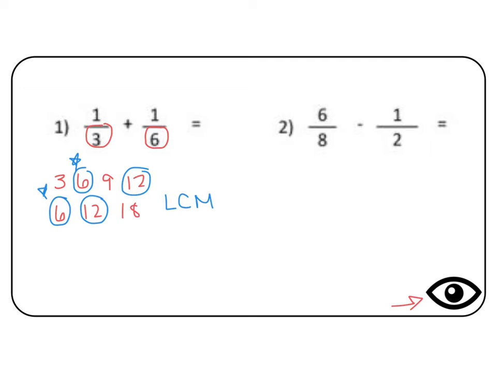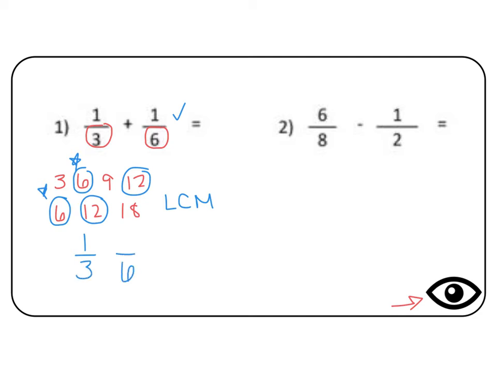I could use the 12, and the 12 would work. But if I start with the least common multiple, it means that I have to do less simplifying at the end of my answer. So if I know that both of these numbers can be the number 6, then I'm going to change them so that both numbers have an equivalent fraction with a denominator of 6. Now I know that 1/6 already has a denominator of 6, so I don't need to change it. But I do need to change 1/3 into something over 6.